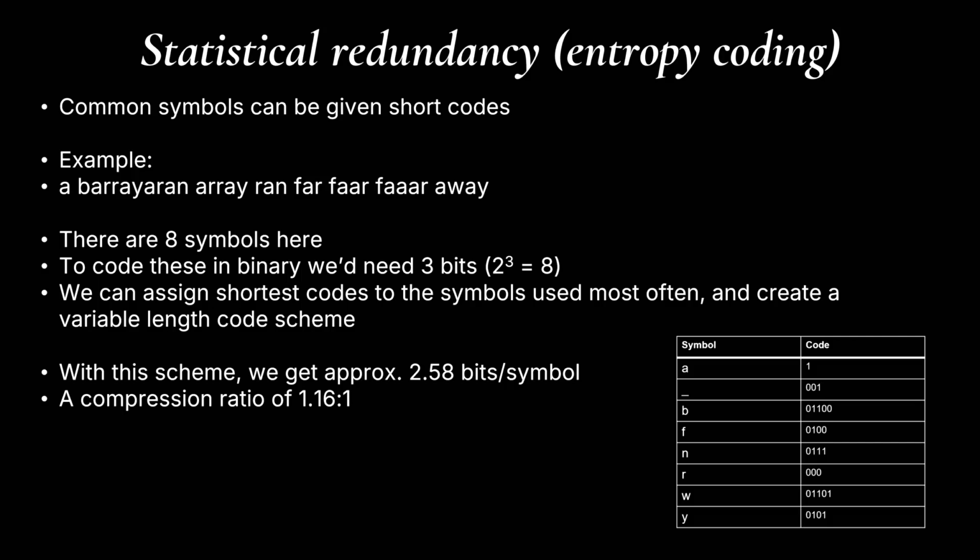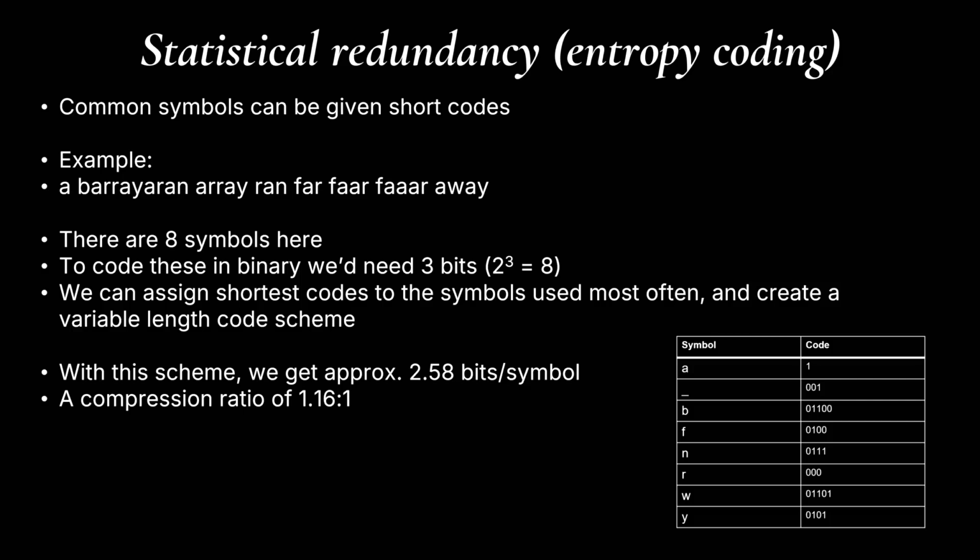So the idea there, we can take statistical information from our data stream, whatever it happens to be. And again, text is a good example. And I stole this example, which is why it's a weird one. It's like a Baryan array ran this thing. So that is obviously got a lot of redundant characters in it. A is used an awful lot, basically. So here we've got 8 symbols, which means that we'd need 3 bits to encode that.